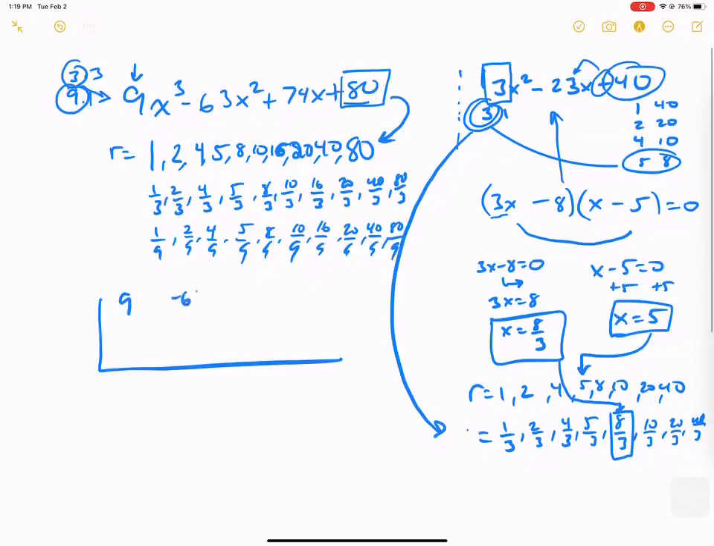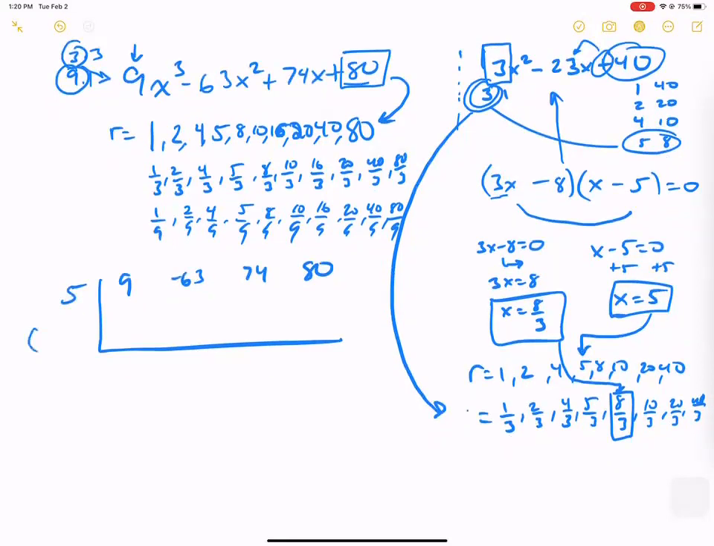9, negative 63, 74, and 80. Make sure you have your signs correct. Now, on your homework, I'm going to tell you this. For over half your homework assignments, you will be given, use this root. Here's a hint. Here's one of the roots. Here's one of your answers. And on this problem, the answer is going to be 5. I'm going to give you it's 5. On the test, I will give you some of them. For the most part, I will give you at least one of the roots to get you started. So don't freak out about that. I will give you, just like in the homework, I gave you some of the roots.